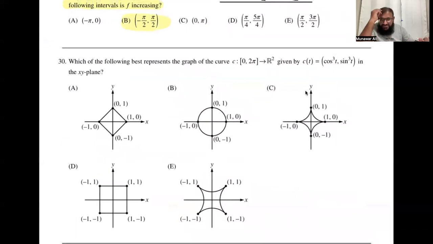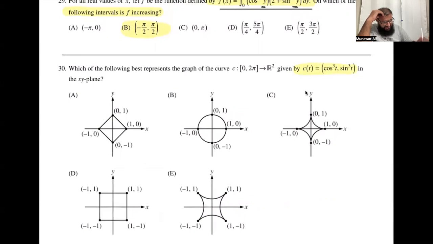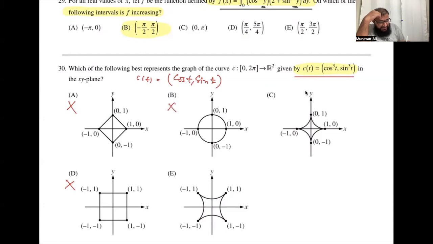Question number 30 seems to be difficult, but it is not actually. It says, which of the following best represents the graph of this function, which is defined parametrically. Since this involves cosines and sines, you can simply neglect options A and D, because these are some sort of straight lines. So just exclude them. And when this is cos t and sin t, then this simply gives us a circle. So this will not be option B as well. Now we are left with only two options, option C and option E.